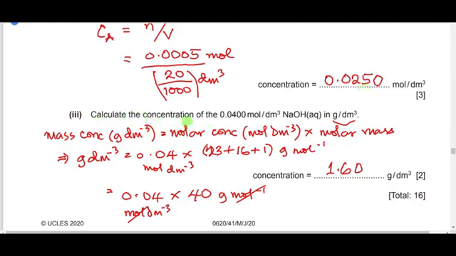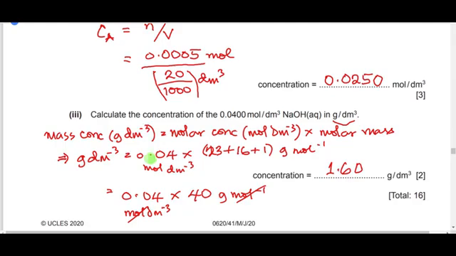Here we are asked to calculate the concentration of the 0.04 mole per dm cube sodium hydroxide in grams per dm cube. Concentration in grams per dm cube is mass concentration, while concentration in moles per dm cube is molar concentration, and the relationship between the two is given as mass concentration in grams per dm cube equals molar concentration in moles per dm cube times molar mass, because we can easily calculate the molar mass of the base.